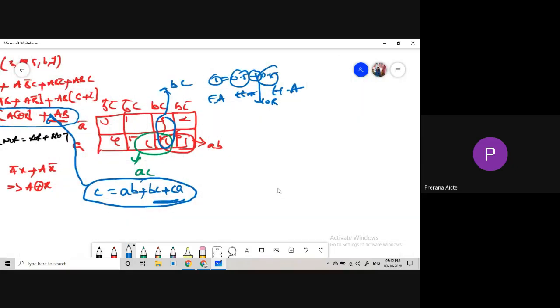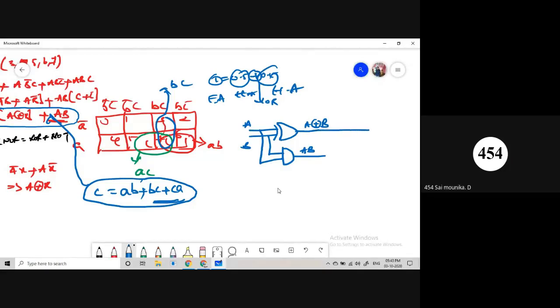The first half adder is like this. If I take one XOR gate with inputs A and B, what is the output? A XOR B. Similarly, we take one AND gate, and the output is AB. Now what is the sum of the full adder?